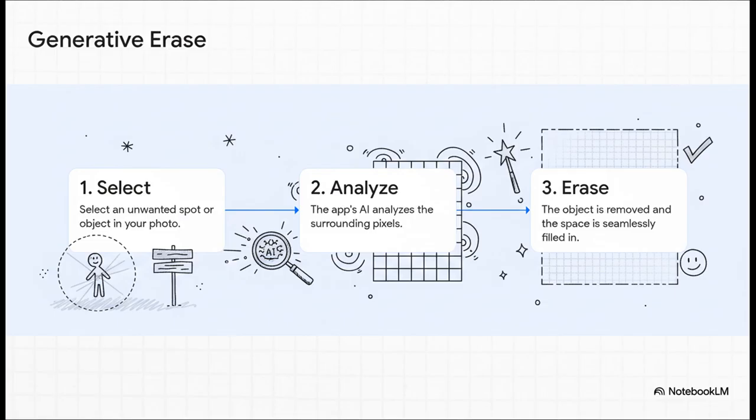First, you just circle something you want to get rid of, maybe a person in the background, or a piece of trash on the ground. Then, the app's AI looks at everything around it and poof, it just fills in the blank, making the object completely disappear. It's like magic.